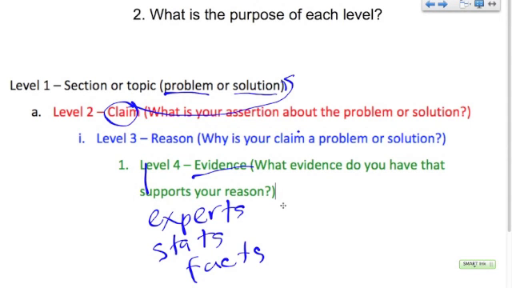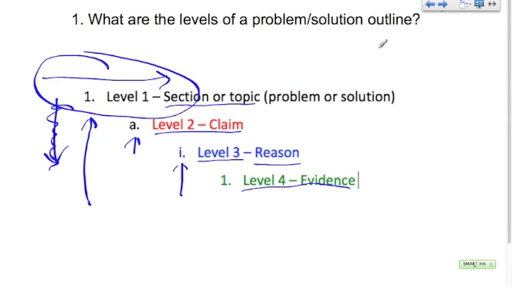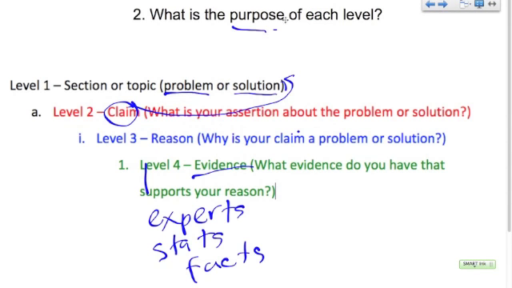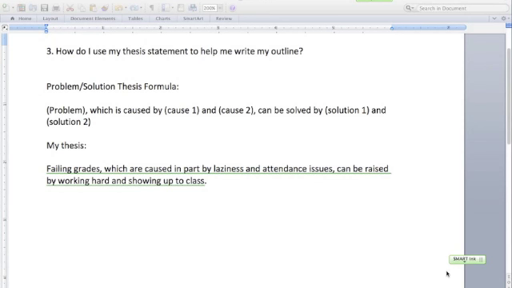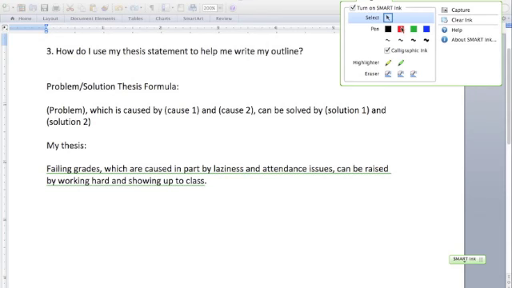So at this point in the video, you should know, first of all, what the levels of a problem solution outline are, and second of all, what the purpose of each level is. If I were to give you a quiz on it right now, you should be able to answer those questions. So make sure you pause and take notes if necessary. The third and final question here is, how do I use my thesis statement to help me write an outline? Before we get into this, I just want to go back over the thesis formula that we talked about in the last video.